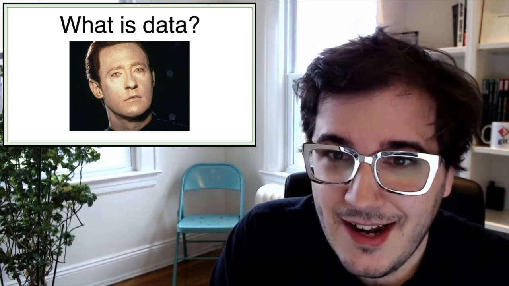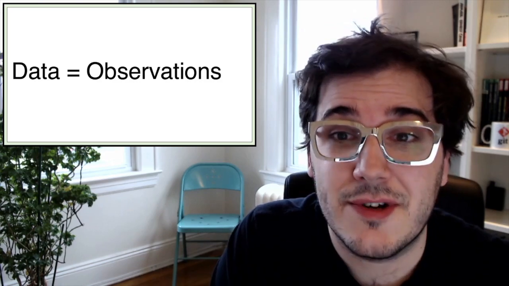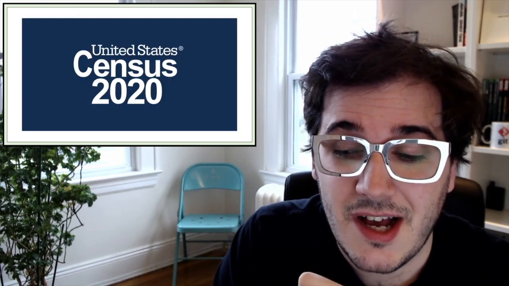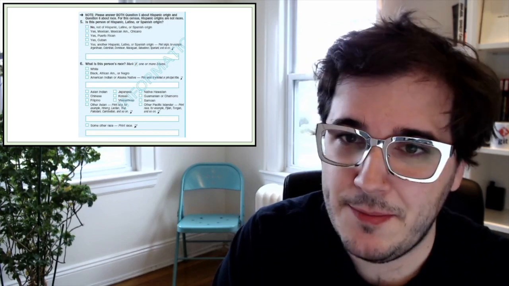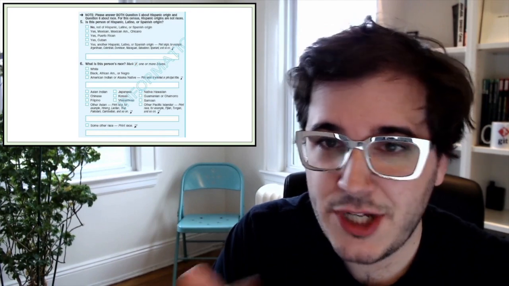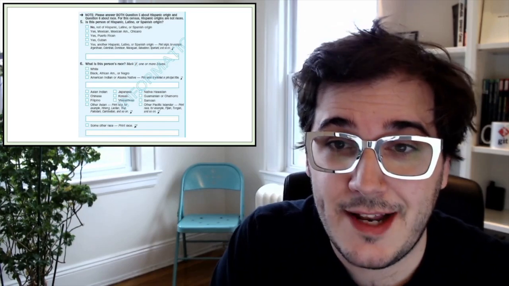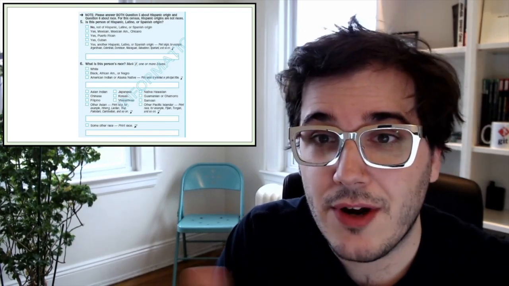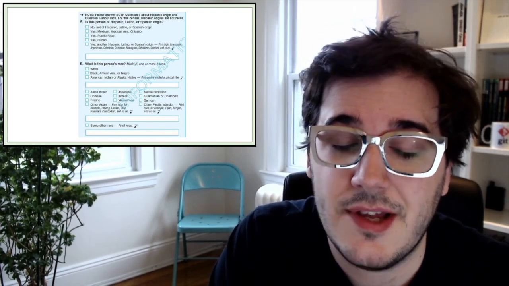So the next question is, what is data? Well, data is just a big collection of observations. Take the census, for example. The census is something that happens every 10 years in the United States, and it goes to every household and asks a bunch of questions. Things like, how many people live in that house? What is your ethnic or racial background? What is your gender? What is your income? Things like that. And it uses that information, using statistics, to figure out how many representatives your area should have and how much money should go to those districts.